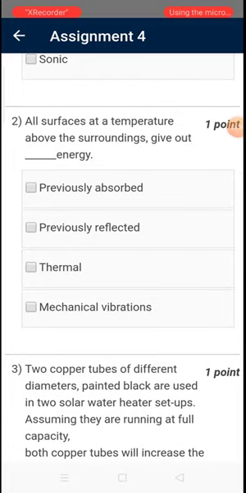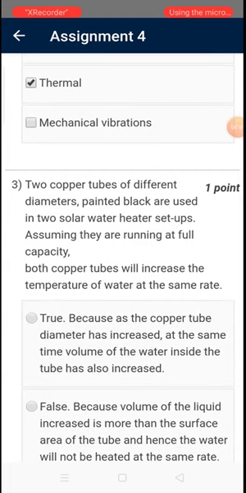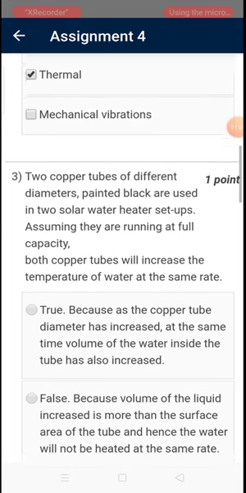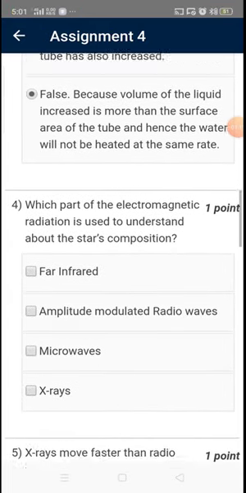All surfaces at a temperature above the surroundings give out previously absorbed thermal energy. Third question is: two copper tubes of different diameters painted black are used in two solar water heater setups, assuming they are running at full capacity. Both copper tubes will increase the temperature of water at the same rate. This is the false statement.